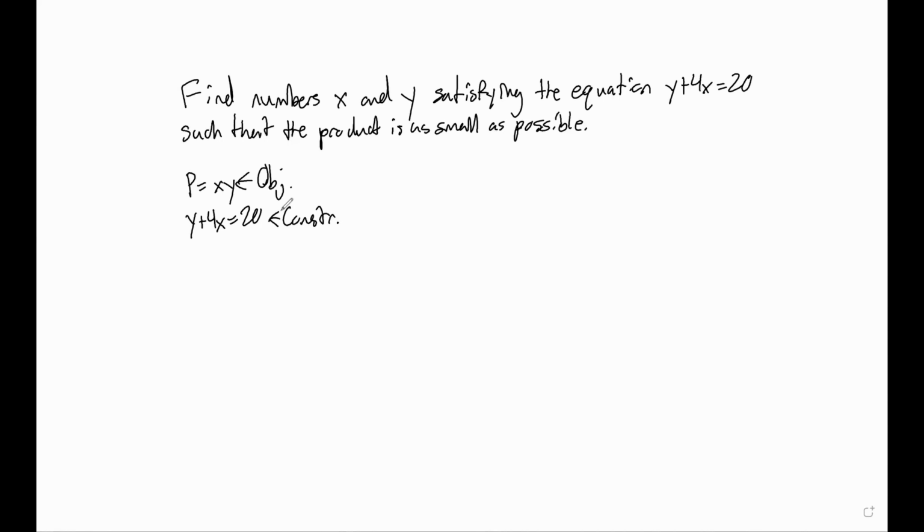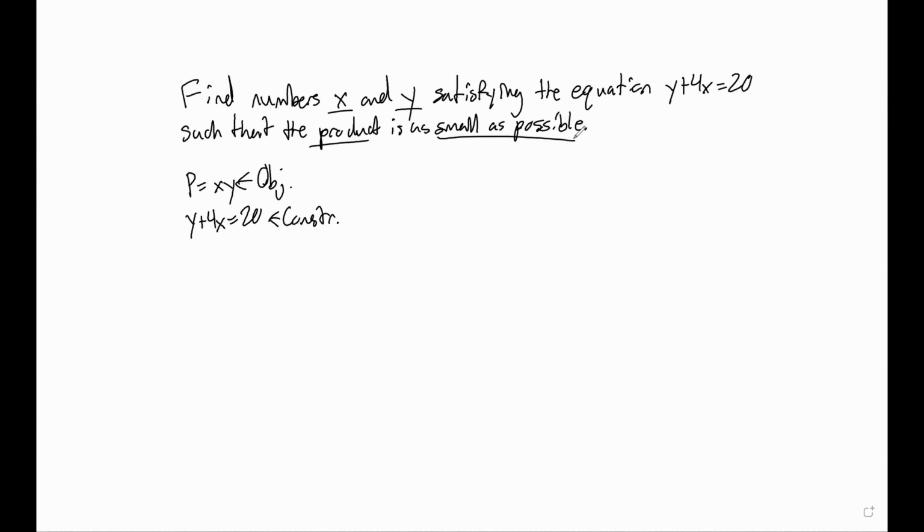Okay, so now that we know how to do optimization, let us try and do some easy problems. So find numbers x and y satisfying the equation y plus 4x equals 20, such that the product is as small as possible. All right, so we can't use a picture, but we can identify our numbers are x and y. Nice. So now that we have this, let's see our objective and constraints. Our objective function is P equals x times y, because we are trying to minimize the product, as small as possible. So P equals x times y, P being product.